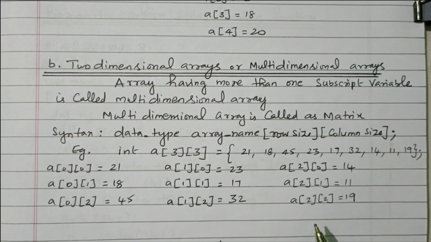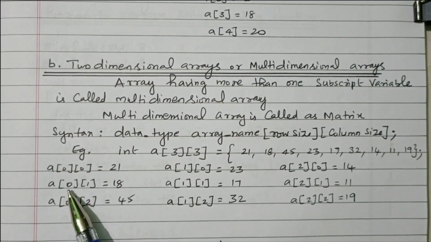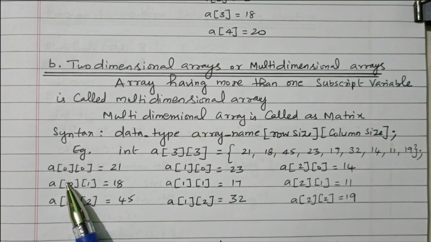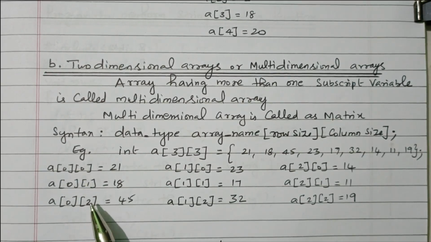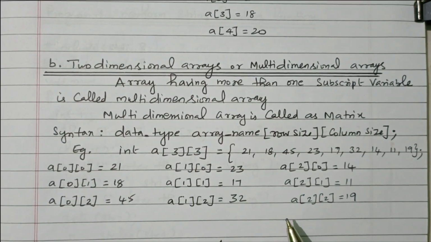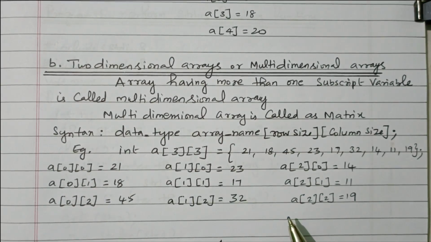So in a single dimensional array, it is stored as 0, 1, 2, 3 like that. In a two dimensional array, it is stored as 0,0, 0,1, 0,2. That refers to first row, first column, second column, third column. Similarly, we have the second row and third row. Now we'll see in more detail how it is stored in a matrix format.